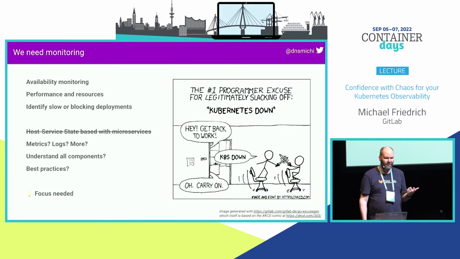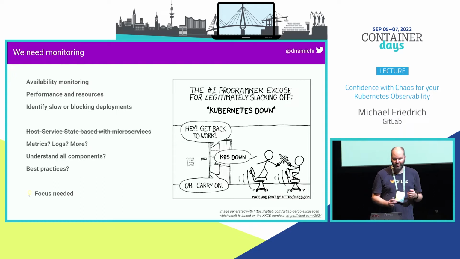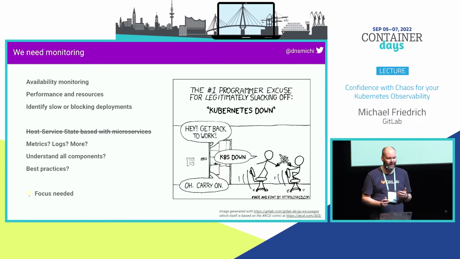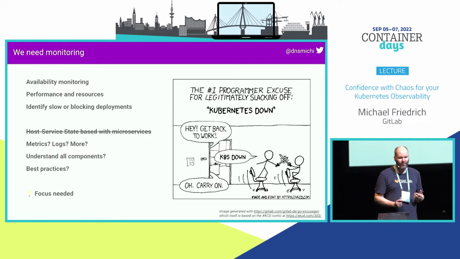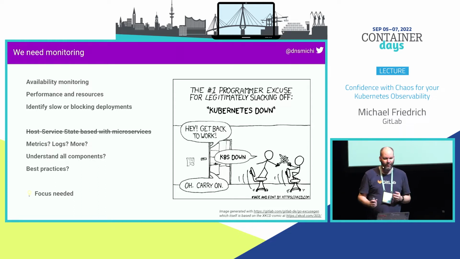Or what is important to me? And someone said we need monitoring. So okay, maybe availability monitoring or something like that, or some performance and resource monitoring. And we want to identify slower, blocking deployments. Now, the classic host service model with state-based polling doesn't really apply to microservices. So we might be looking into metrics, logs, even more.